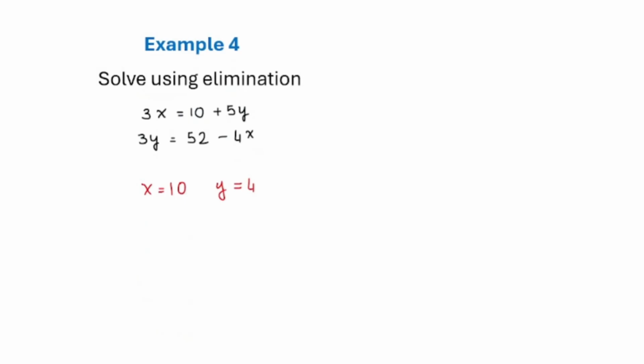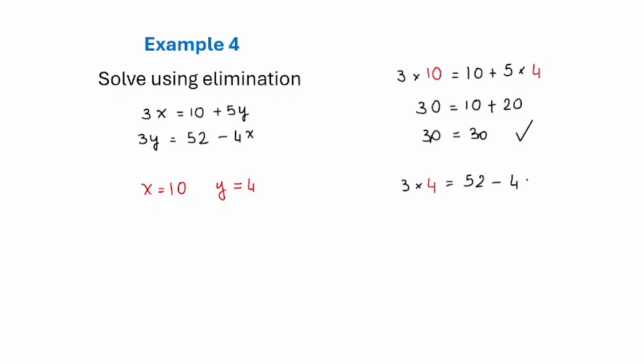Let's check if the solution is correct. From the first equation, 3 times 10 is equal to 10 plus 5 times 4. 3 times 10 is 30. 5 times 4 is 20. 10 plus 20 is also 30. So the first equation works. From the second equation, 3 times 4 is equal to 52 minus 4 times 10. 3 times 4 is 12. 4 times 10 is 40. 52 minus 40 is 12. So the second equation works as well. That means the solution is correct.